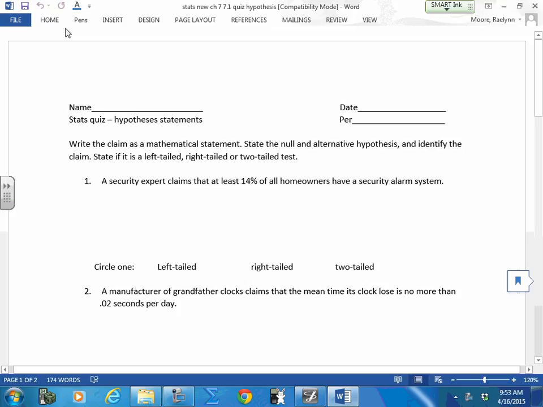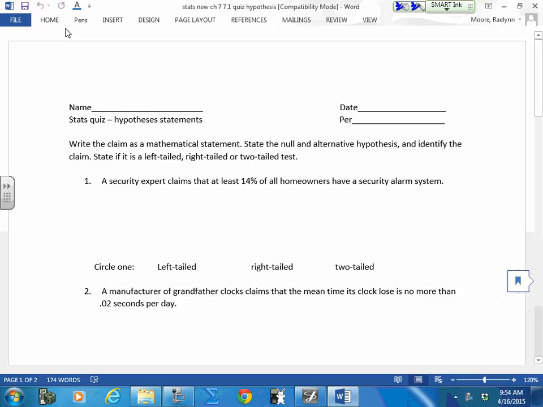TJ, do the first one for me. Read it and tell us what the claim is. Security expert claims that at least 14% of all homeowners have a security alarm system.